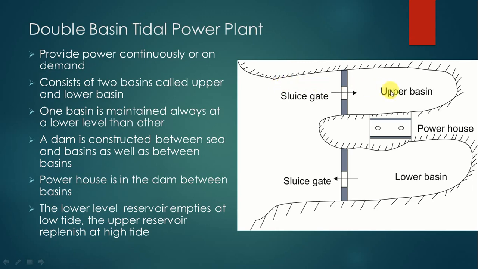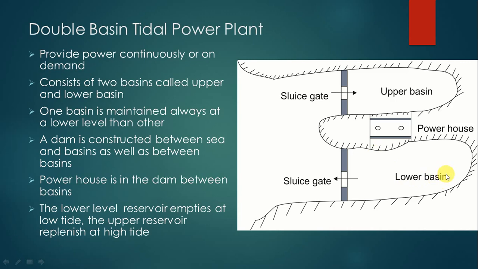So as soon as the level of the upper basin is raised, at the same time the lower basin is emptied. It is in the condition of empty. So as soon as the sluice gate between upper basin and lower basin is opened, the water starts to flow from the upper basin to the lower basin, and as there is a turbine mounted, the electricity is generated.